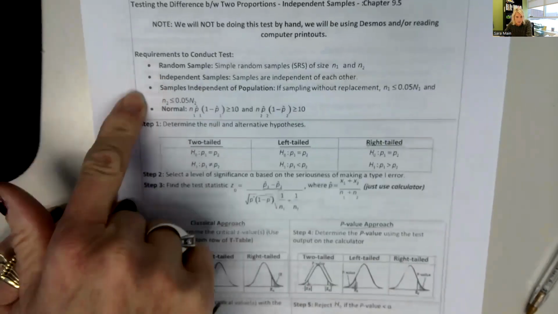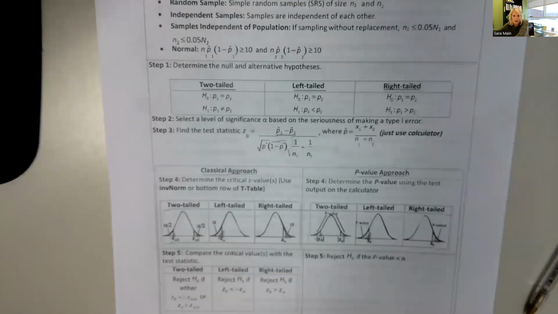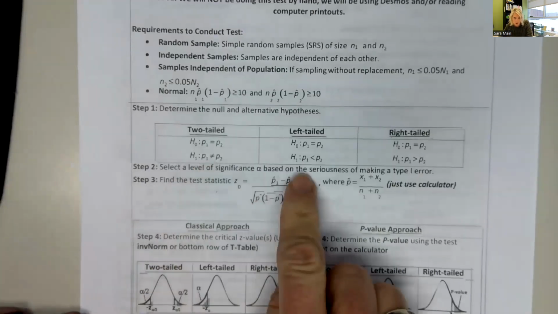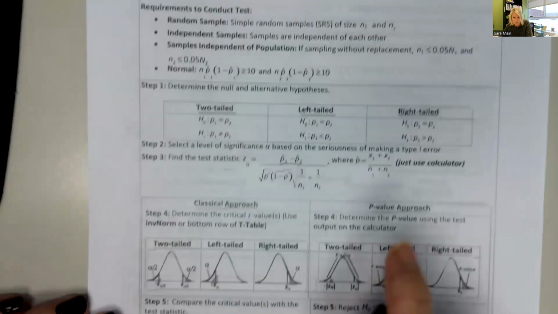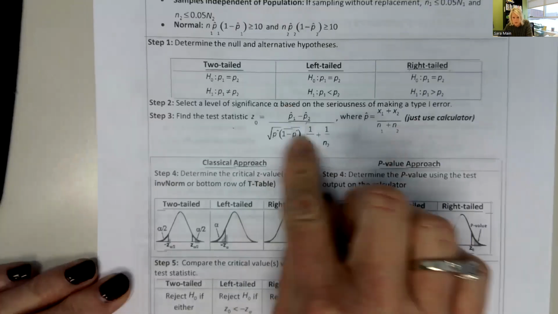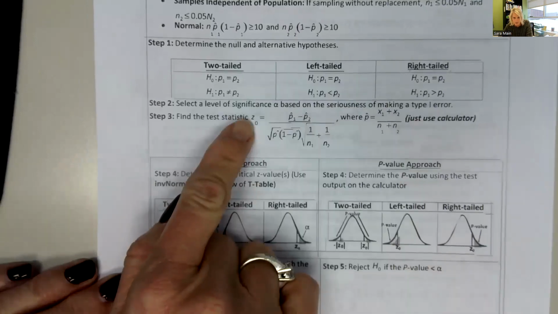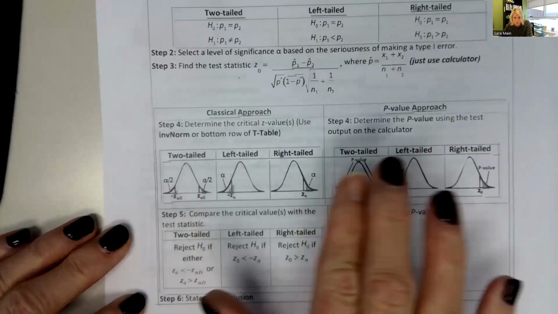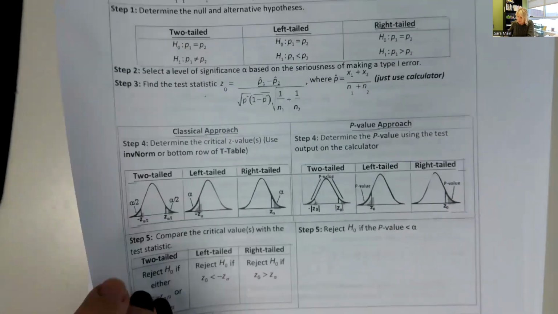And so there's our requirements, similar to what we've been using. And here, how we're going to write our hypothesis statements. Proportion 1 is either not equal to proportion 2, proportion 1 is less than proportion 2, or proportion 1 is greater than proportion 2. We're only going to use Desmos, the calculator, so don't worry about this Z formula. We're going to get the Z and just write it in. And then we're going to either use the classical danger zone approach or the p-value approach. Okay, so let's go ahead and jump in with example 1.